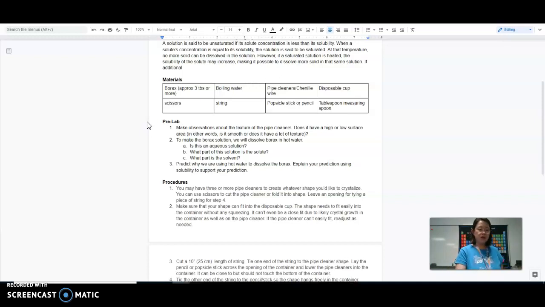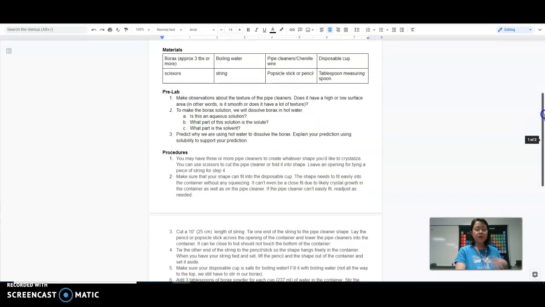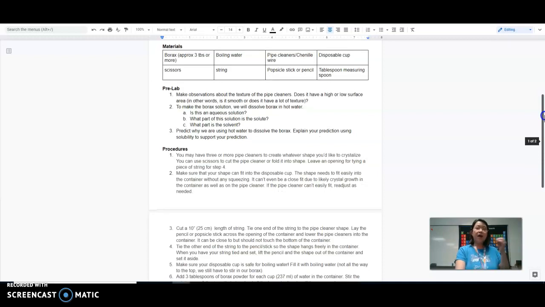So by using hot water, we're able to dissolve more borax, and the hot water gives us a higher solubility. So for the actual lab procedure, what we're doing is we are going to be making a saturated solution. We're going to try and dissolve as much of the borax into the hot water as possible at that higher temperature. And then we are going to put our pipe cleaners in whatever shape we want into the borax solution and let it sit overnight.